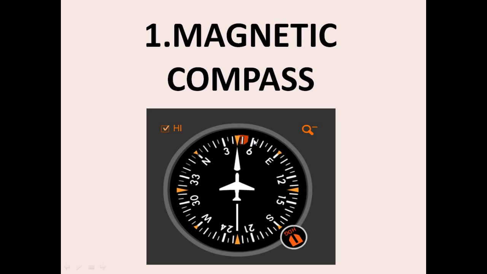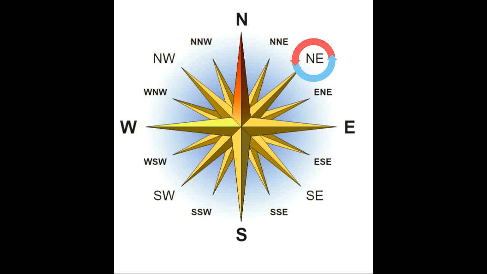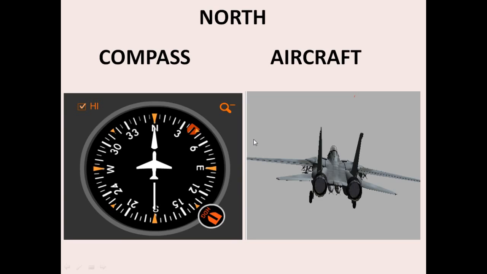The magnetic compass has divisions north, east, south, and west, and in between them you can see middle divisions, that is northeast, northwest, southeast, southwest, and even in between those, as you can see, that is north of northeast, east of northeast, south of southeast, east of southeast, west of northwest, north of northwest. Now let's see what will be the position of the aircraft when the compass is pointing at different directions.